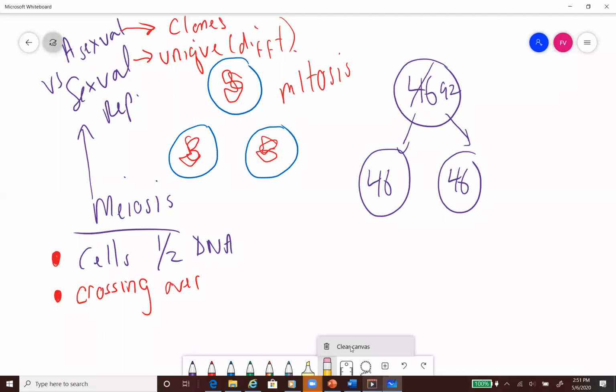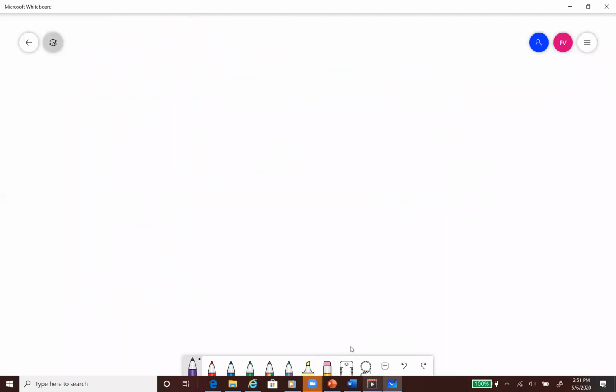What we want to do in that case is we want to take a cell that has 46 chromosomes, okay? We're going to copy all the DNA, and make it into 92. And then what we're going to do is we're going to divide it actually 2 times. So we're going to divide it.